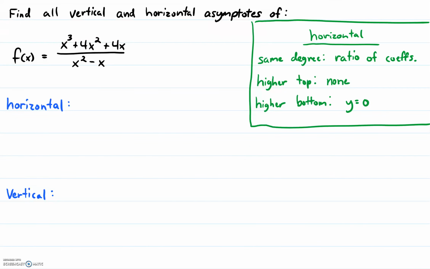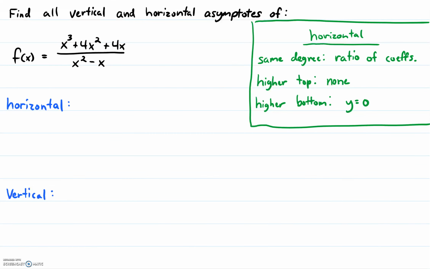In this video, we're going to talk about how to find vertical and horizontal asymptotes of rational functions. Our rational function is x to the 3 plus 4x to the 2 plus 4x divided by x squared minus x. Now, first of all, let's talk about horizontal asymptotes.